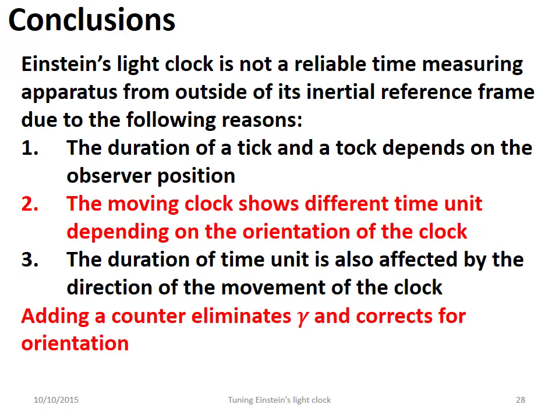And finally, here are the conclusions. Einstein's light clock is not a reliable time measuring apparatus from outside of its inertial reference frame due to the following reasons. 1. The duration of a tick and a tock depends on the observer position. 2. The moving clock shows a different time unit depending on the orientation of the clock. The duration of the time unit is also affected by the direction of the movement of the clock. Adding a counter eliminates gamma and corrects for orientation.